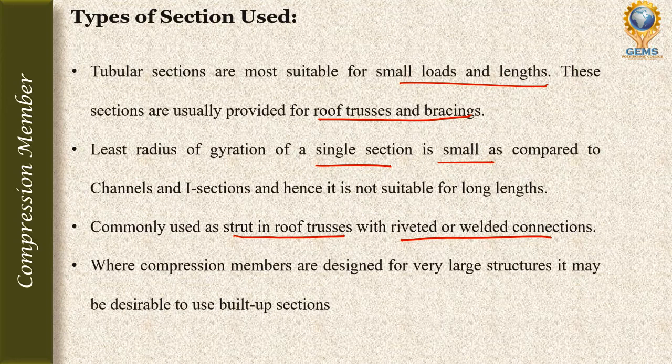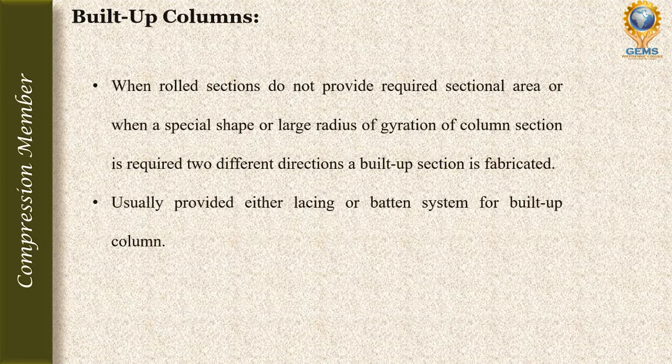Suppose your compression members are designed for a very large structure and carrying a very heavy load, then we will use build-up sections. Build-up columns: when the rolled sections do not provide the required sectional area, or when a special shape or a large radius of gyration of the column is needed, we will fabricate build-up sections.